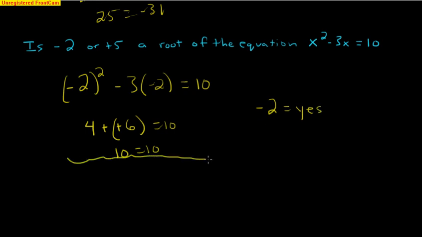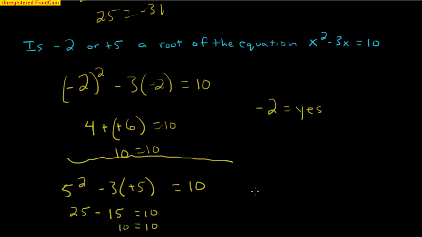And let's test positive 5. 5 squared minus 3 times, oops, positive 5 equals 10. 5 squared is 25 minus 3 times 5 is 15 equals 10, and 25 minus 15 is 10. 10 equals 10. In this case, both of these are roots or solutions to the equation.